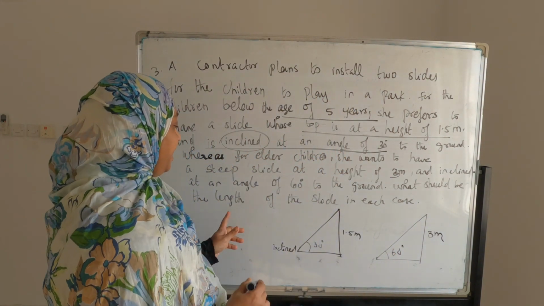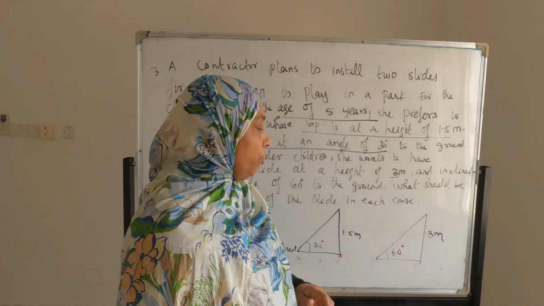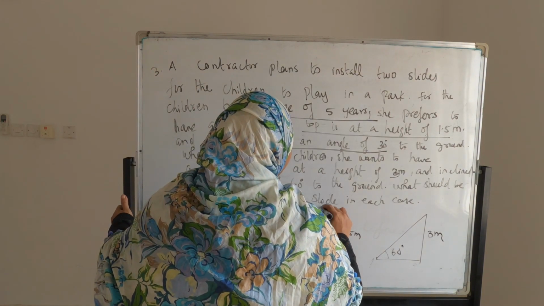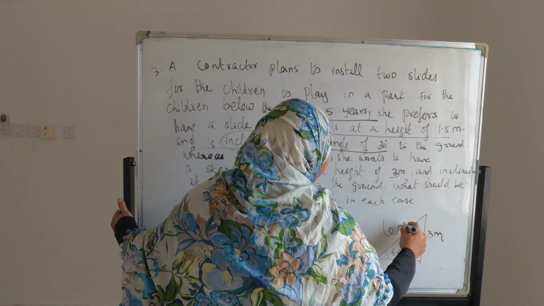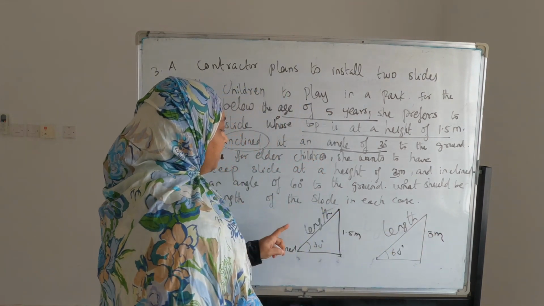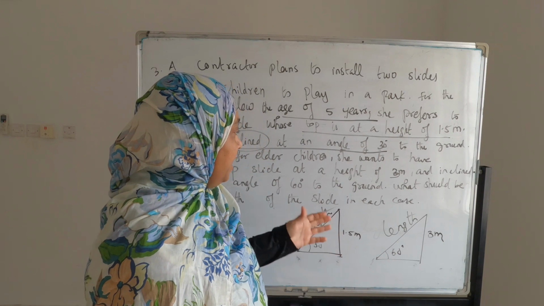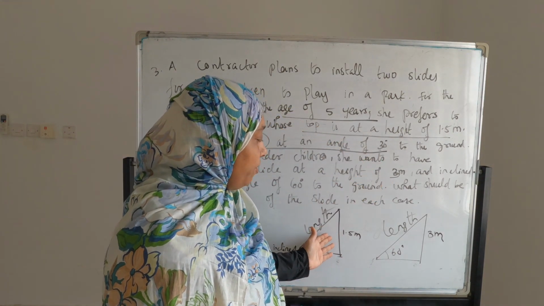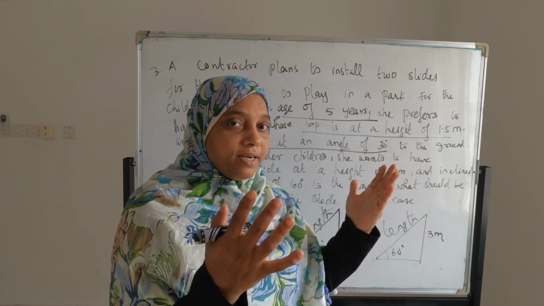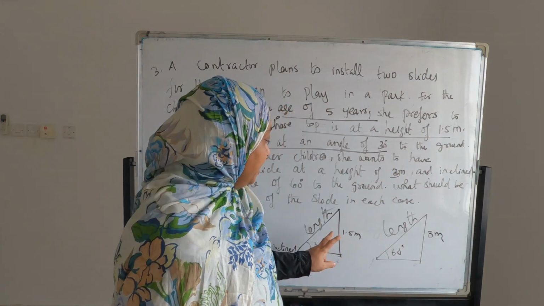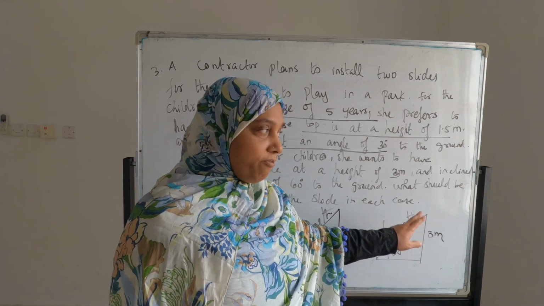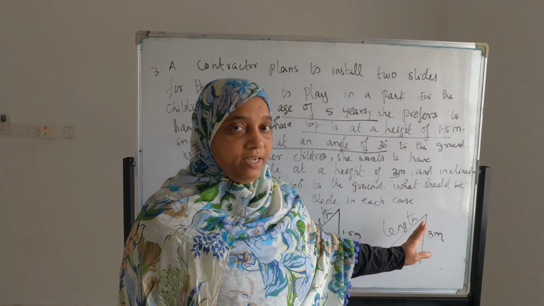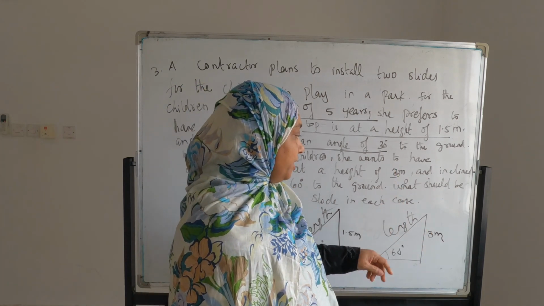What should be the length of the slide in each case? That means this is the length of the slide. This length only we have to find. In this one, we can draw the two triangles separately, no need to draw together. Here two separate triangles we got from this explanation. Now we have to proceed and find the length of the slide. Okay, let us proceed.